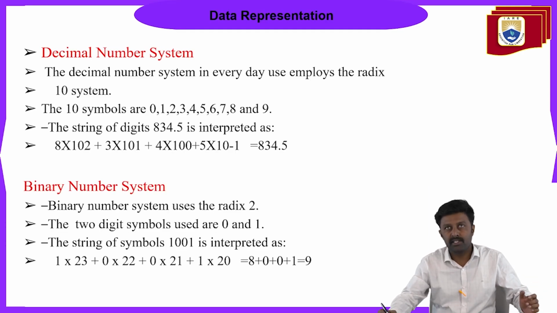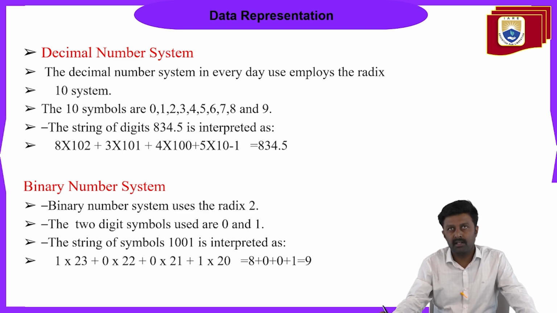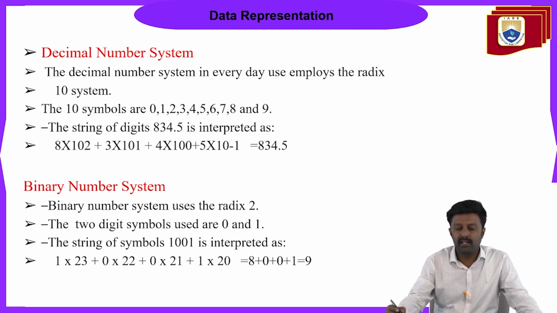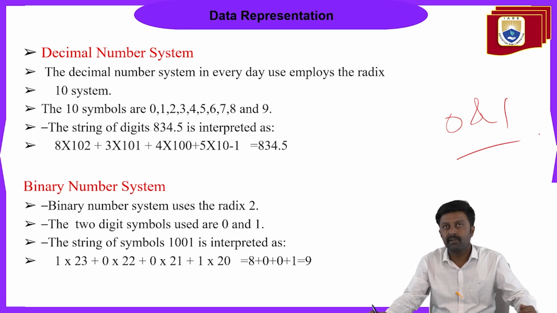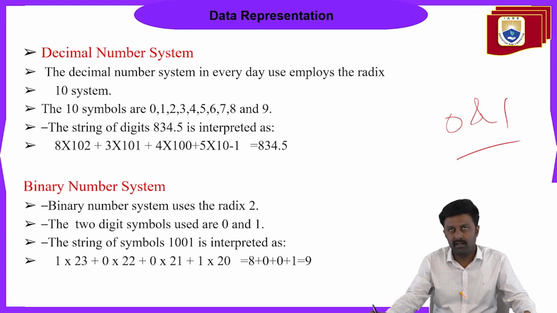So, data representation. In the computer system, that is in the architecture, the computer understands only zeros and ones. So there are different types of data representation. That is, we can represent numbers in different types. So we'll see these types one by one.